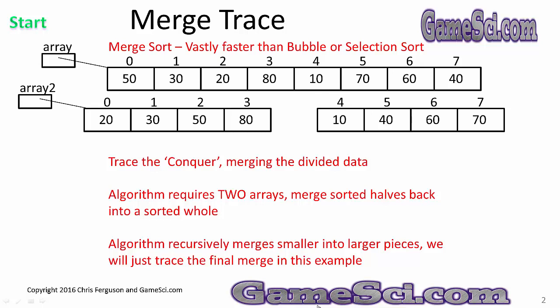That is one of the disadvantages of the merge sort algorithm. It does require an extra array for workspace. If you're going to merge an array of 1,000,000 numbers, you need 2 arrays of 1,000,000 numbers. The algorithm recursively merges smaller into larger pieces. We'll just trace the final merge in this example.